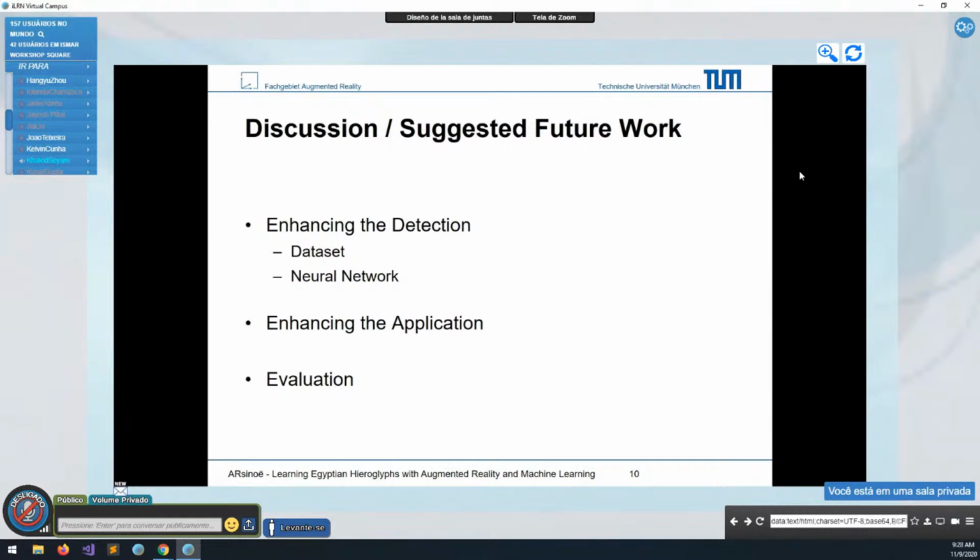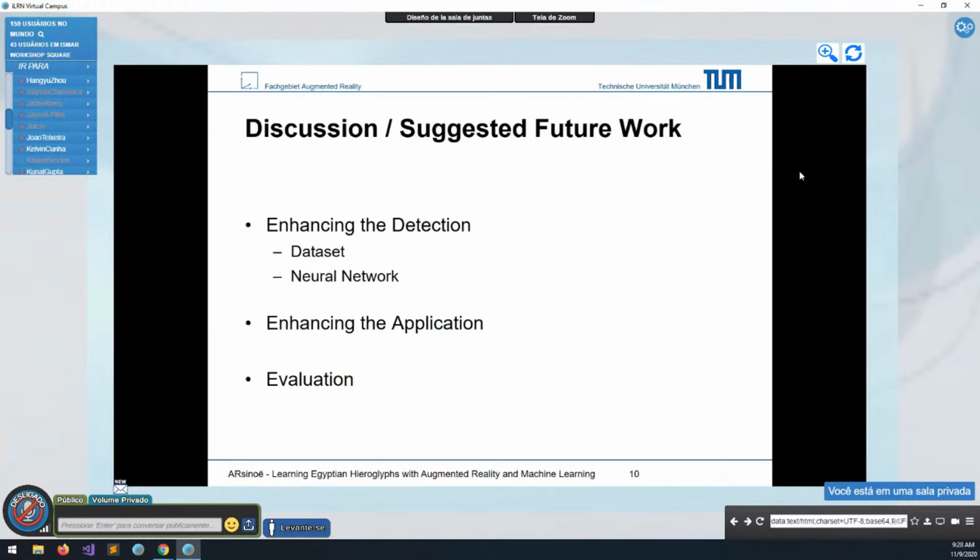This application could be enhanced by first improving the detection, by increasing the dataset, or using other neural networks like YOLO or SSD or LSTM object detection, which may yield better results. Also, more non-Latin languages could be added to try this approach out with other languages, and more 3D objects could be added and unlocked while learning. And the evaluation at the end could be used to do some case studies to compare this approach of learning with other types of learning.